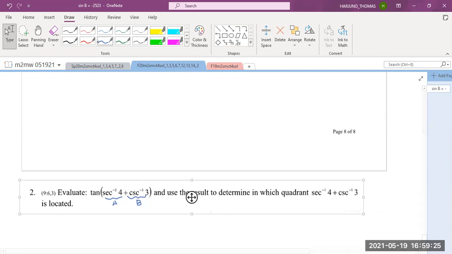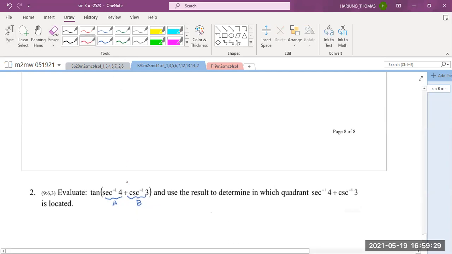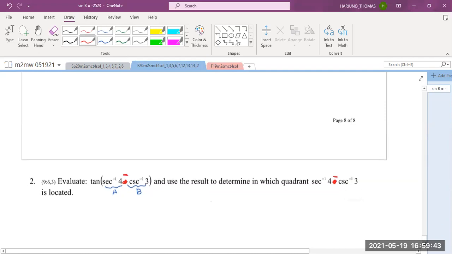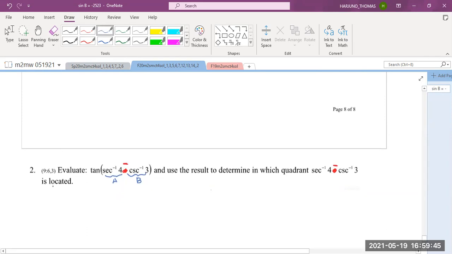However, I changed the question. Okay, I changed the question. Make it minus instead. Okay, make it minus. So let's see what will happen.